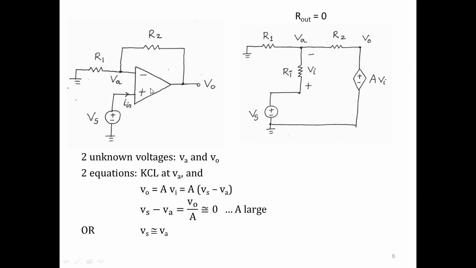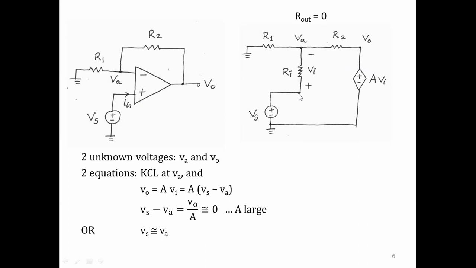So if we replace this op-amp with its Thevenin equivalent, then from Vs we'll get the input resistance to Va, and at the output, we'll get the dependent voltage source. This I have drawn with R_out equal to 0. And as you, I hope, recognize, this is the same circuit we looked at 3 minutes ago. So this is the equivalent circuit for this simple op-amp circuit.